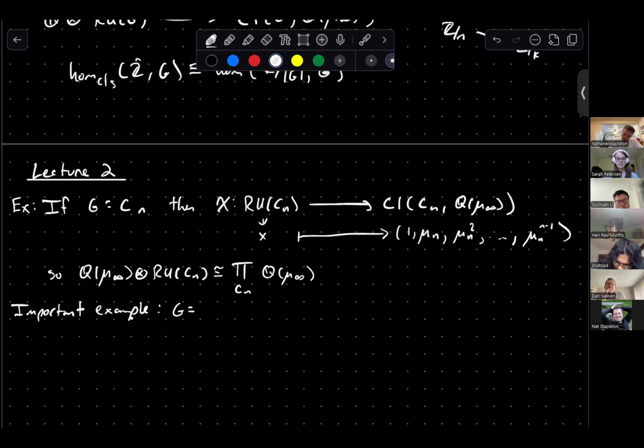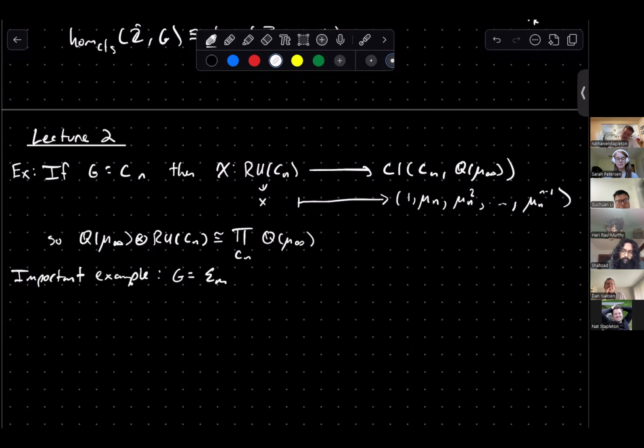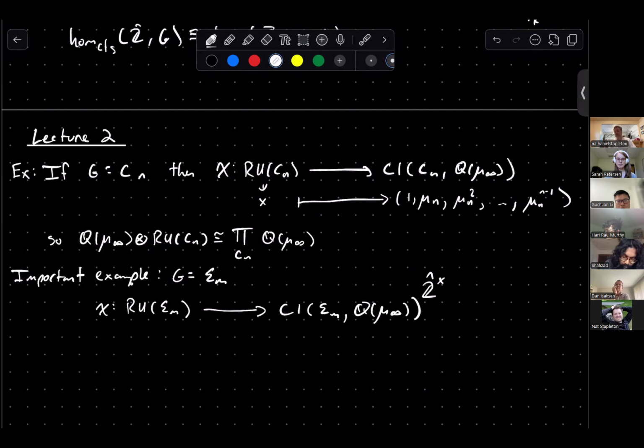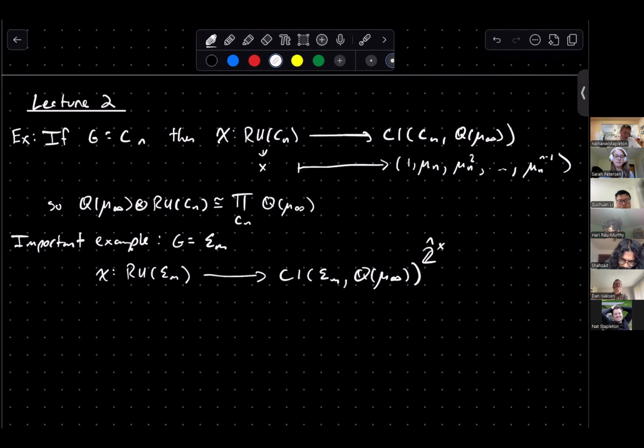This is G = Σ_M, a symmetric group. In this case, our character map χ goes from R_U(Σ_M) to class functions on Σ_M, taking values in Q adjoin μ_∞. And as we pointed out previously, it really lands in the Ẑ^× invariants in there. And we want to say something about this map. So let's think this one through for a little bit.